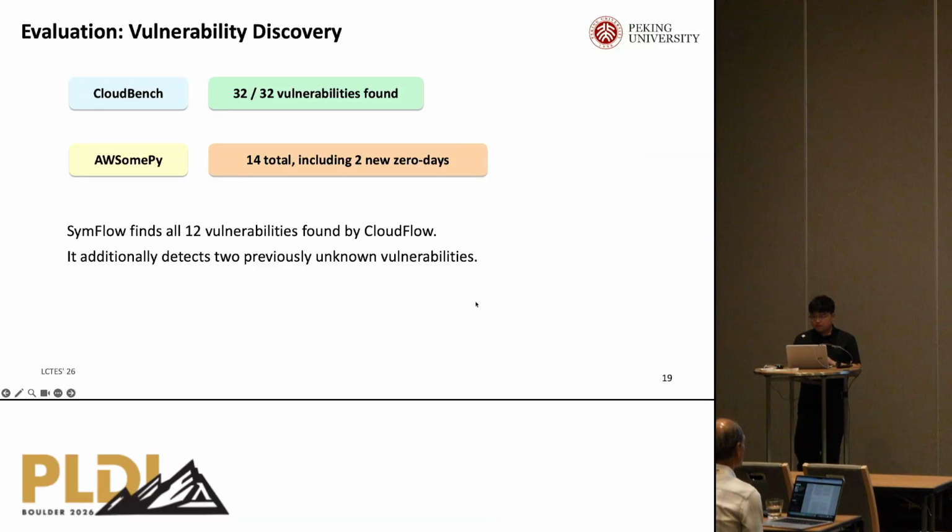SymFlow also improved vulnerability discovery. On CloudBench, it finds all 32 vulnerabilities, and on Awesome Pi, it finds 14 vulnerabilities, including all 12 found by CloudFlow plus 2 previously unknown vulnerabilities that CloudFlow missed. And this result matters because a sensitive data flow is useful only if it helps reveal a practical security risk. SymFlow's additional flows show that the improved analysis is not only a metric improvement, but it can expose security issues that were previously hidden.